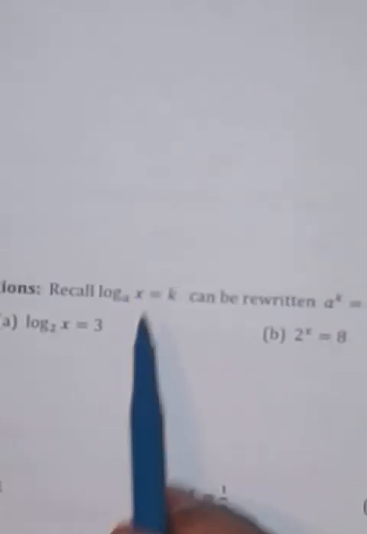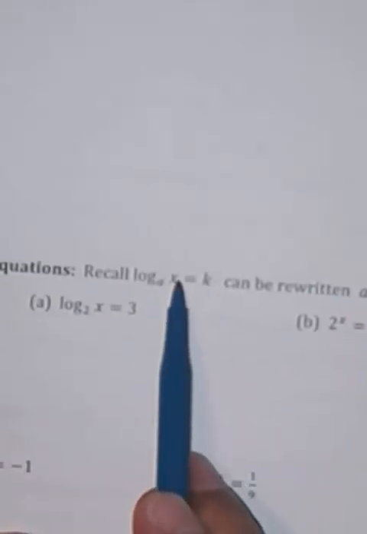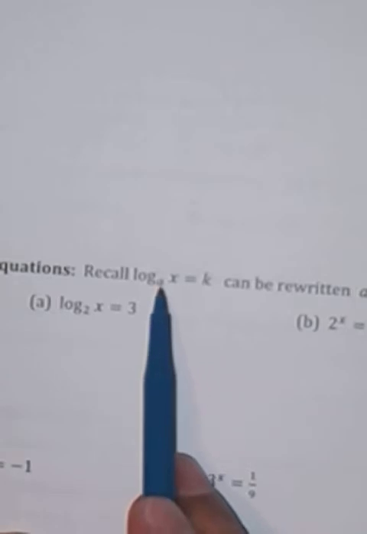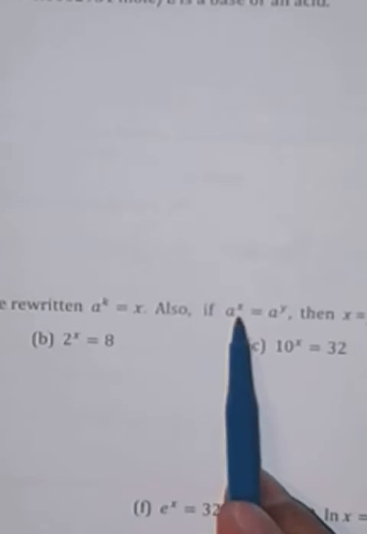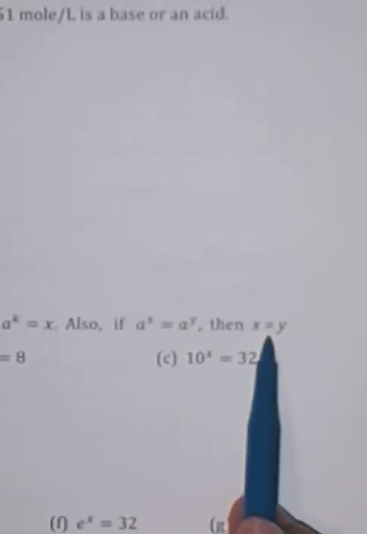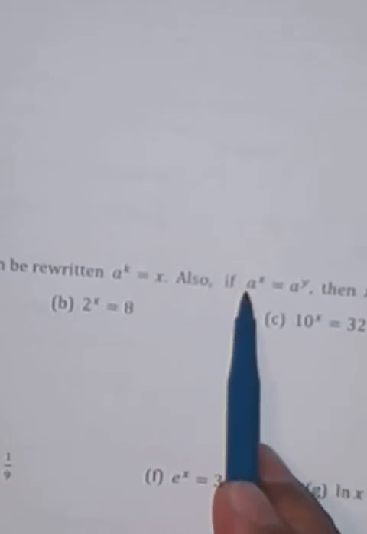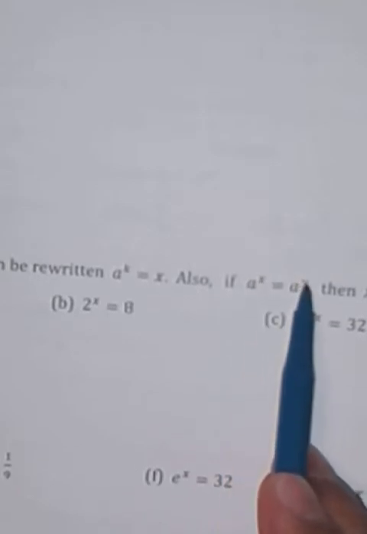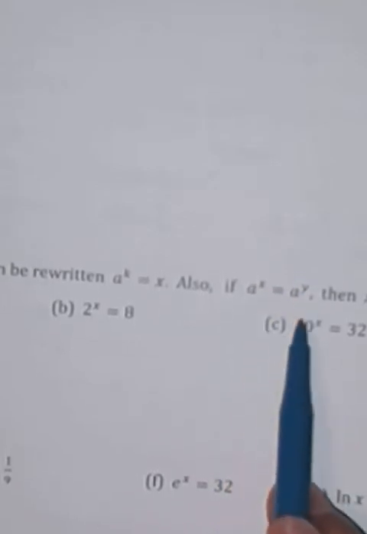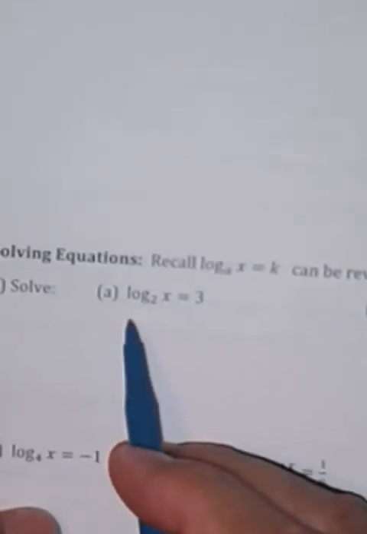How are we going to approach solving equations? So remember first that log base a of x equals k can be rewritten as a to the k equals x, right? Also, if a to the x equals a to the y, that means x equals y. That means if you have the same base on both sides of the equals, and you have some expression in the power, and the other side looks like a different expression, the expressions are really equal to each other. Okay? All right.